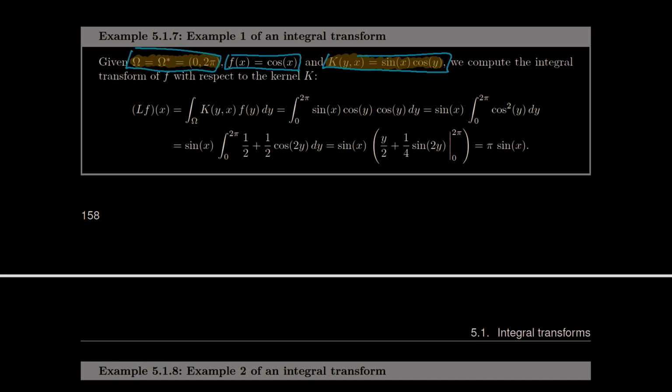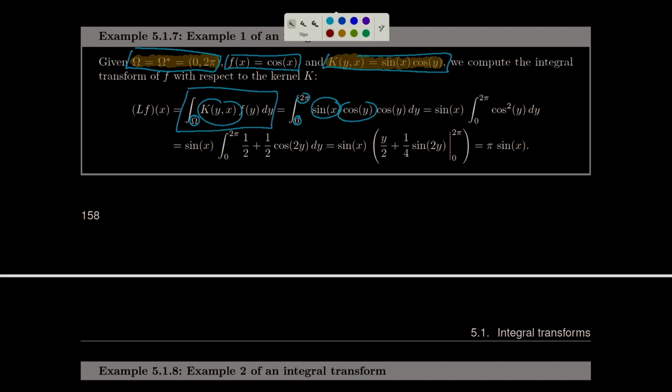We just plug everything in. At this stage, by its definition, omega is 0 to 2 pi. K of y, x is sine x cos y. And then this is a little bit important. Notice it's an f of y here, so I do have to replace the variable there. That was f of x. So I do have to replace that variable of cosine x to now cosine of y. But when I do that, all I have to do is find my integral here and compute.